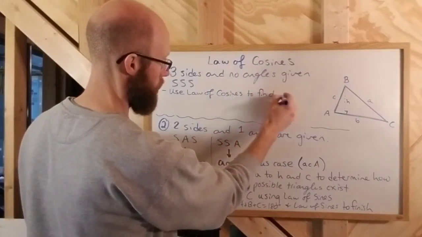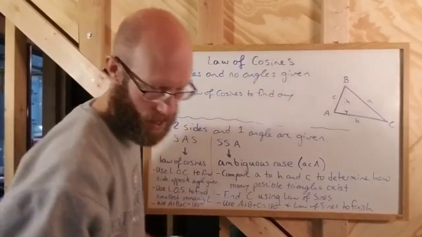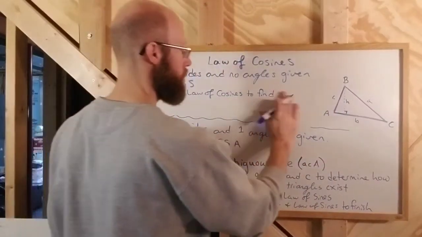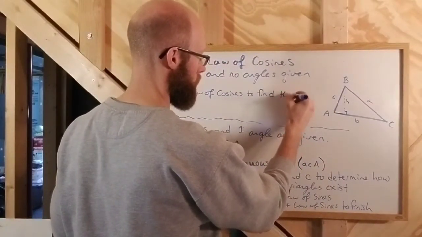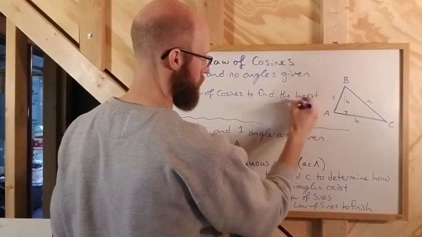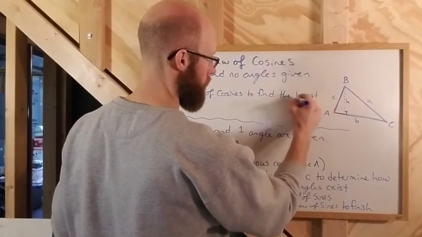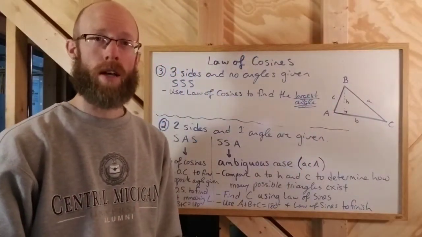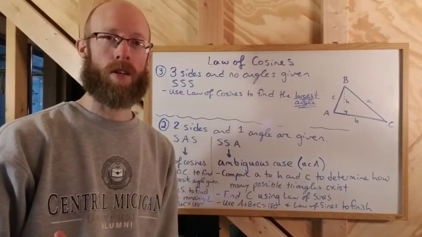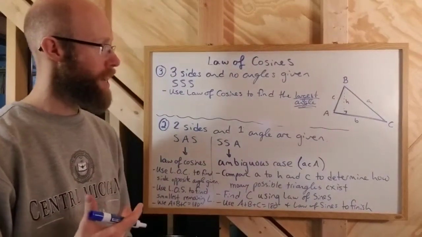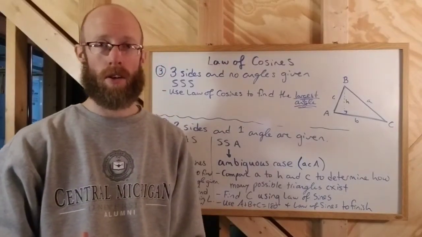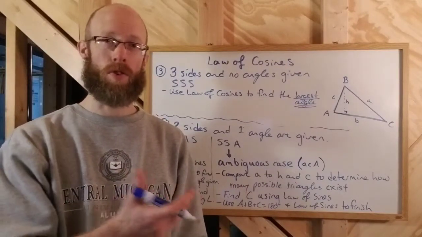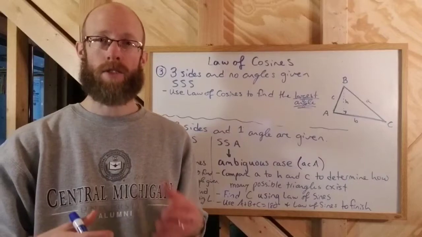to find the largest angle. Okay, largest angle is important there, because the law of cosines is a little bit nicer than the law of sines. When you use the inverse cosine to find the angle, the inverse cosine will actually give you either a first or second quadrant angle. You don't have to choose one.